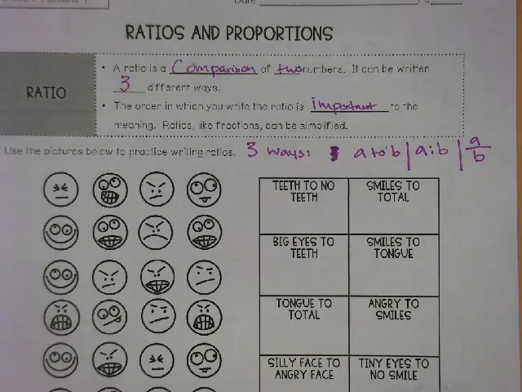We're going to discuss ratios and proportions. We've kind of been doing proportions already, but I want to give you an overall view of what it is, so we can do them better. All right, so a ratio is a comparison of two numbers.